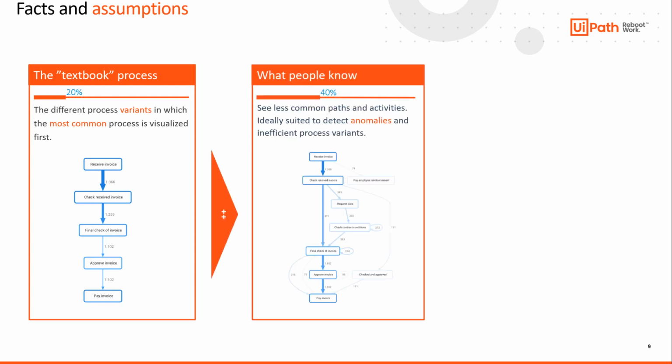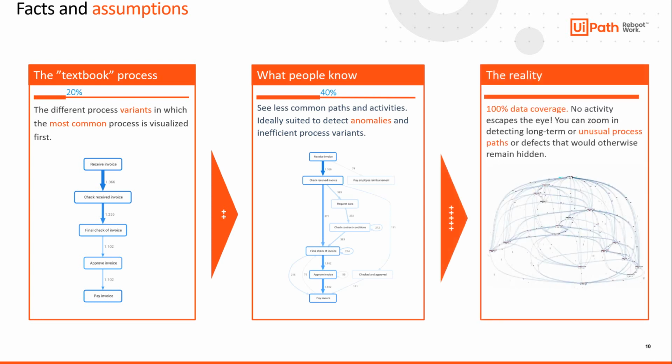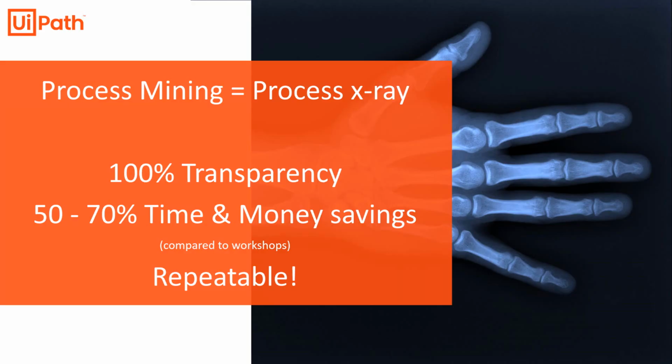Well, we know as we start to dig in a little bit, people know about different variations and can describe those. However, in actuality, when you look at 100% of the data, you end up with what appears to be a plate of spaghetti, and it's difficult to discern exactly what's going on. That's where process mining comes in.